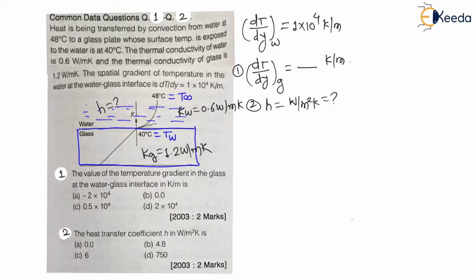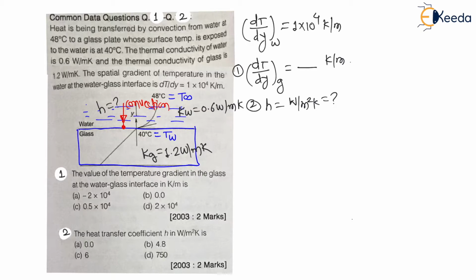Now my dear students, let us solve the questions one by one. Now let us understand the mode of heat transfer here first. Between water and glass, there will be convection, right? Therefore, we can say between water and glass, this will be the convection.